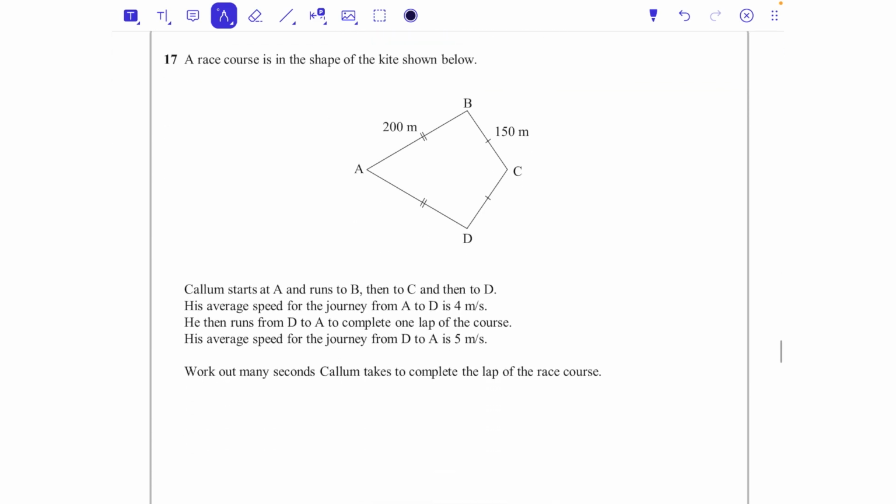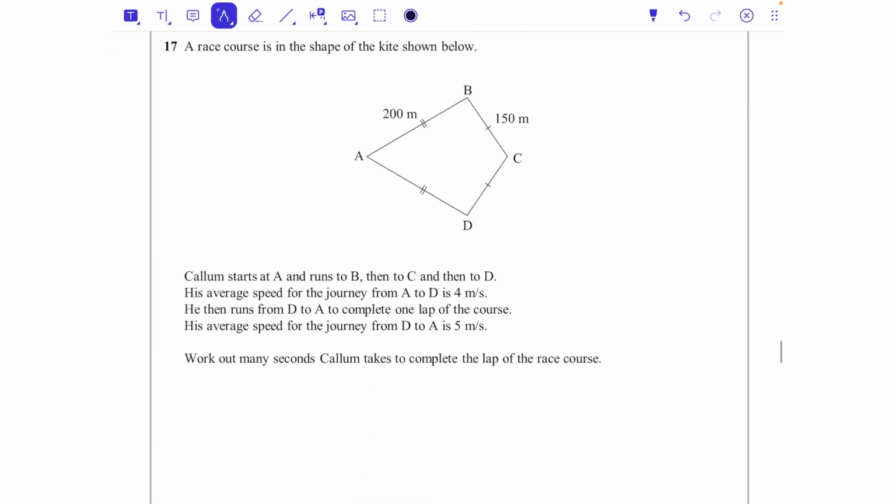Question number 17. A race course is in the shape of a kite shown below. Callum starts at A, runs to B, then to C, and then to D. His average speed for the journey from A to D is 4 meters per second. He then runs from D to A to complete 1 lap of the course. His average speed for the journey from D to A is 5 meters per second. Work out how many seconds Callum takes to complete the lap of the race course.